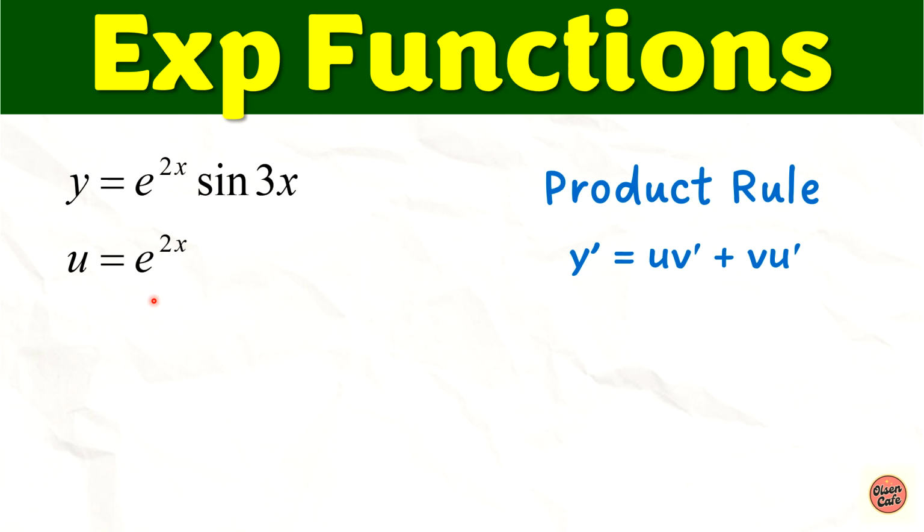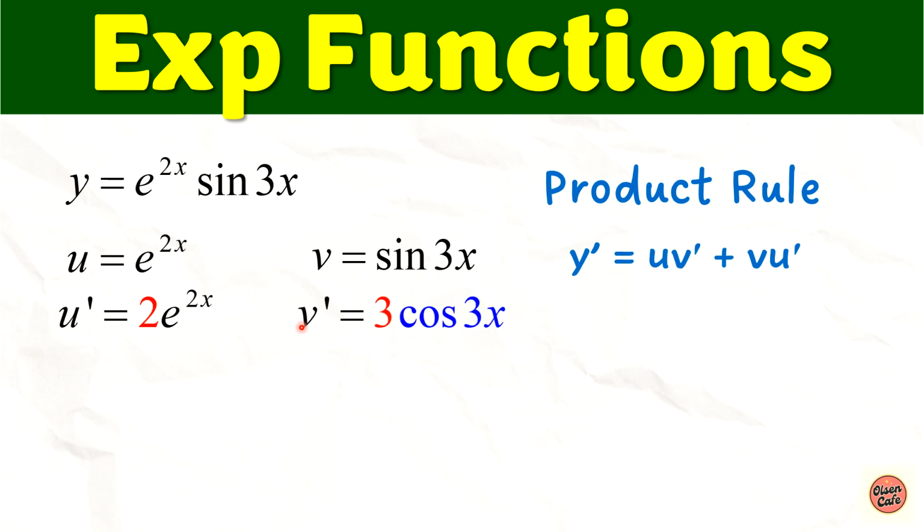I'm going to go step by step. I let u be equal to e to the power of 2x and v equals sine 3x. So u prime will give me 2e to the power of 2x. Based on the basic rule, I keep the exponential function and I differentiate the index. Now let's take a look at v prime. We should know this well by now. I'm going to differentiate the 3x, which will give me a 3. So v prime here will give me 3 cosine 3x.